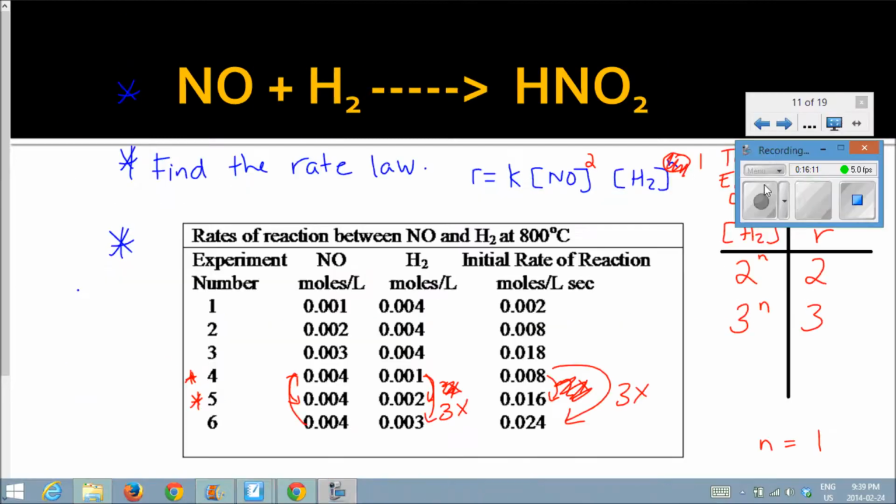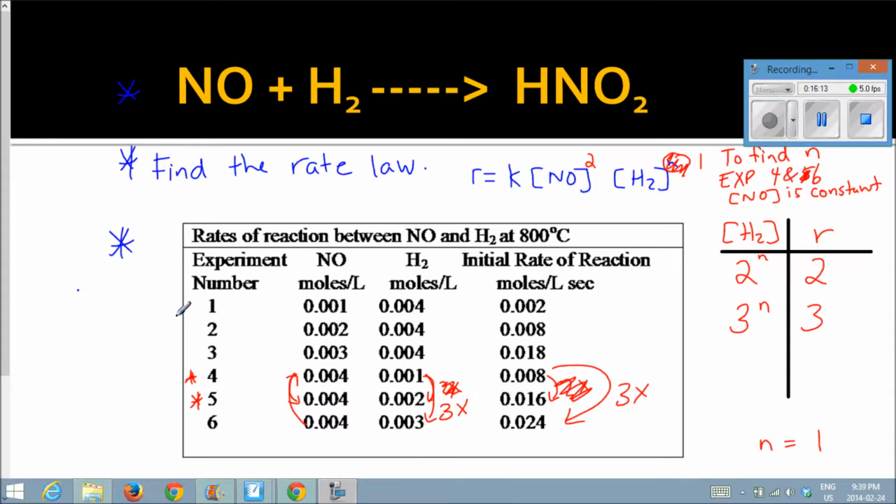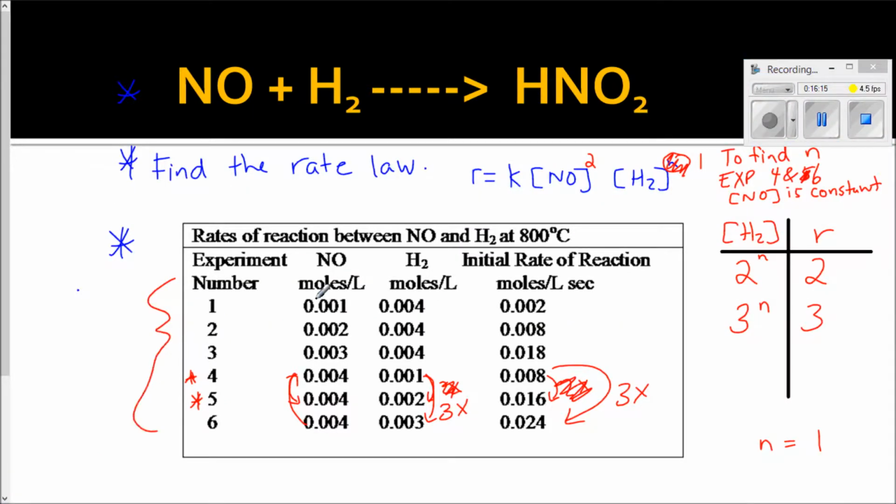Recall what we just did here. We have 6 experiments which give you information on NO concentration, H2, and rate. So if you substitute any one of these experiments into this rate law, you'll have NO, you'll have H2, and you'll have rate, and we know our orders. We can solve for K. And once we know K, it doesn't matter what we substitute in, we're going to find K, and we've solved our problem for K. So let's find K right now.